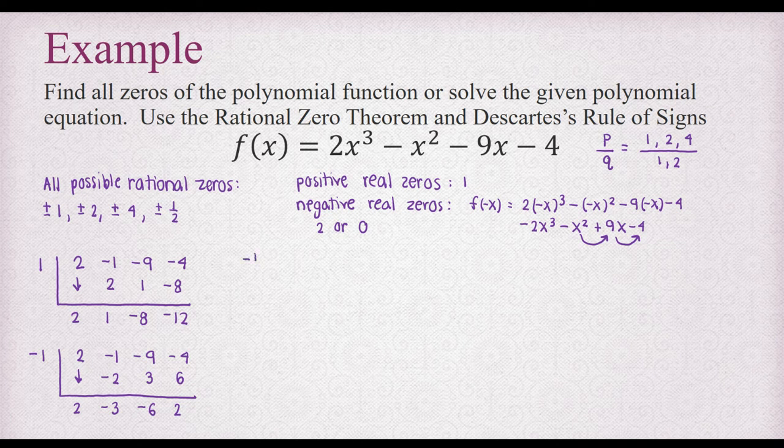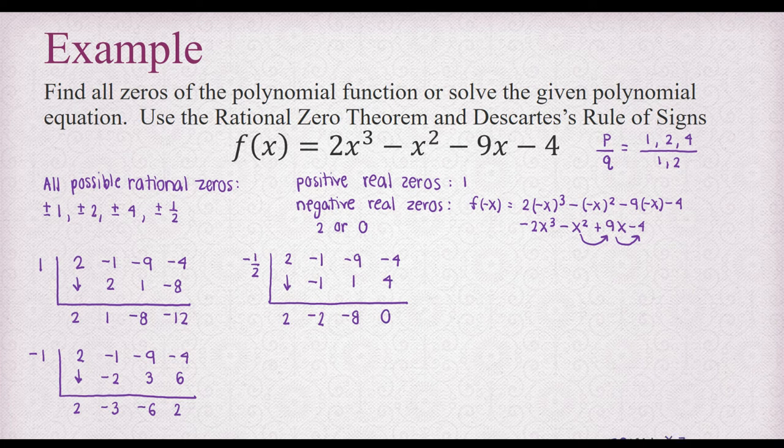So that means that we have to keep testing. I'm going to test -1/2. All right. So bring down my lead coefficient. 2 times -1/2 is going to be -1. Add that up, I get -2. -2 times -1/2 is going to give me +1. Add that up, I get -8. -8 times -1/2 is going to give me +4. There's my 0.